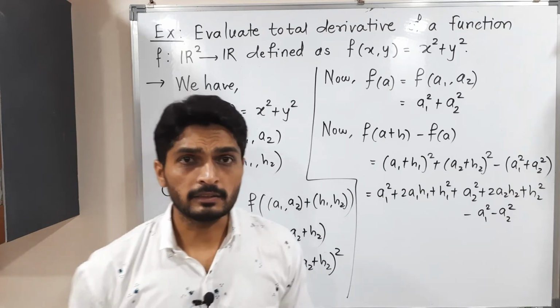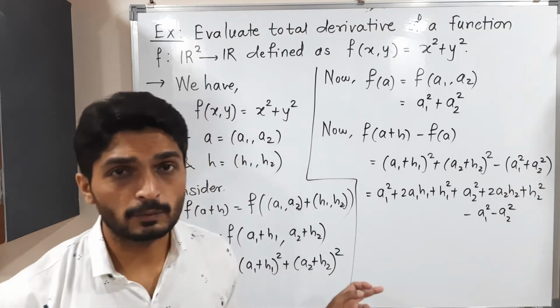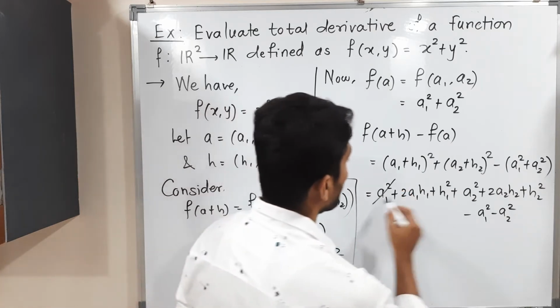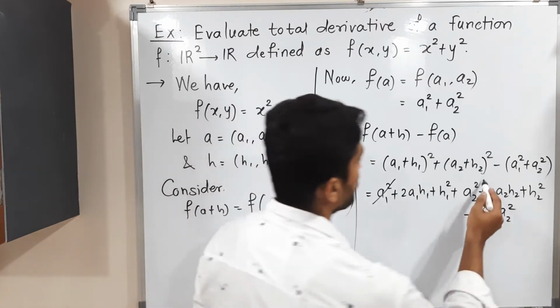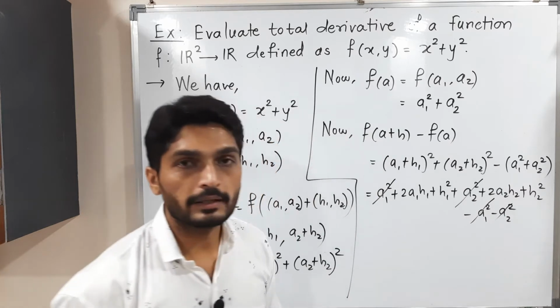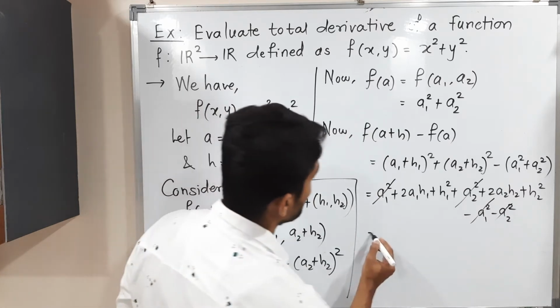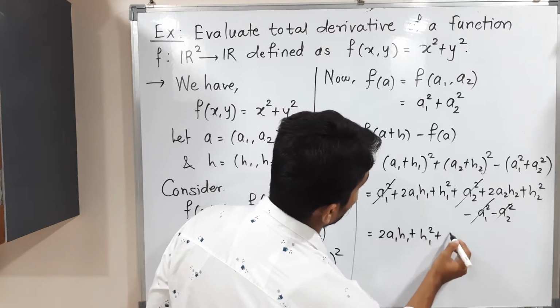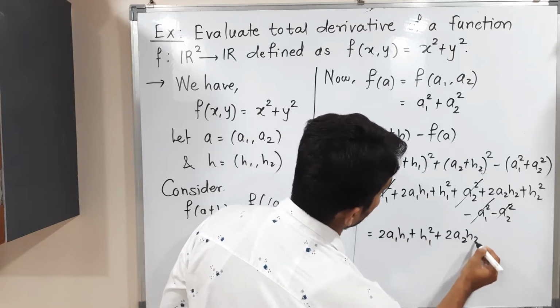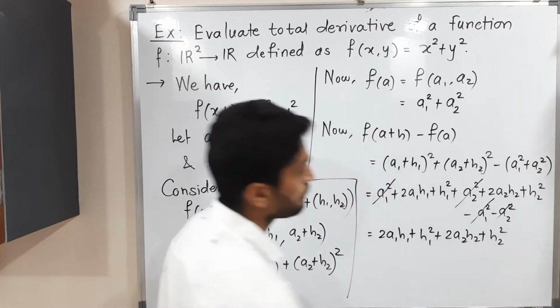Can we cancel anything? Yes, 100% we can cancel. We can cancel a1 square minus a1 square, and we can cancel a2 square minus a2 square. The remaining terms we need to write. So this is 2a1 h1 plus h1 square plus 2a2 h2 plus h2 square.